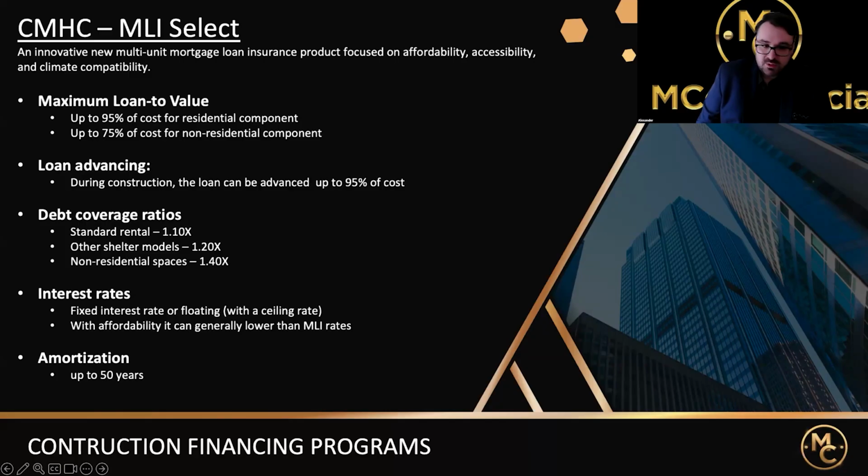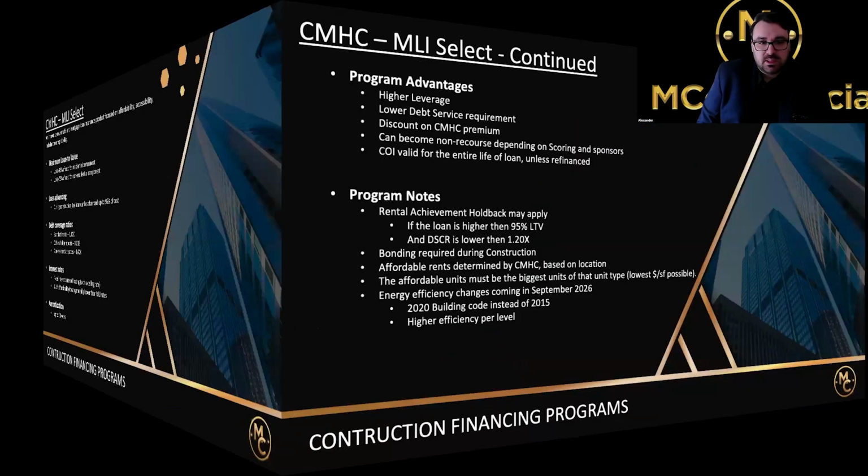Interest rates, again, you'll have fixed and floating both available with your lenders. And same thing as before, a ceiling rate will be put in place. And when you do provide some affordability, because this program is focused on affordability, accessibility, and climate compatibility, lenders will be more aggressive on the pricing when there are affordable units in the project. Amortization, you could get 50 years as well, depending on scoring. And we'll go quickly through the scoring a bit later as well.